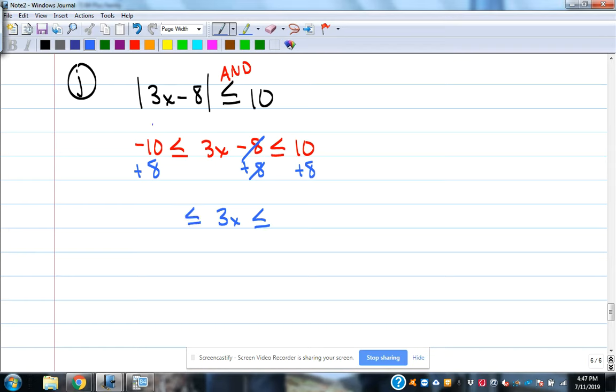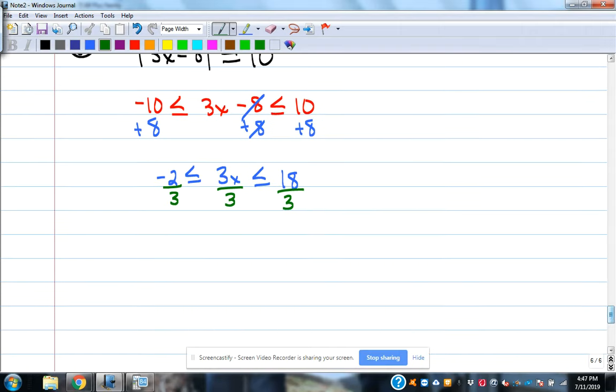And then just work out those. So -10 plus 8 is -2. 10 plus 8 is 18. All right, so now I've got to get rid of this 3 in the middle. So it's 3 times x, so the opposite of that would be divide by 3. So I'm going to divide by 3. Okay, I'm dividing everybody by 3.